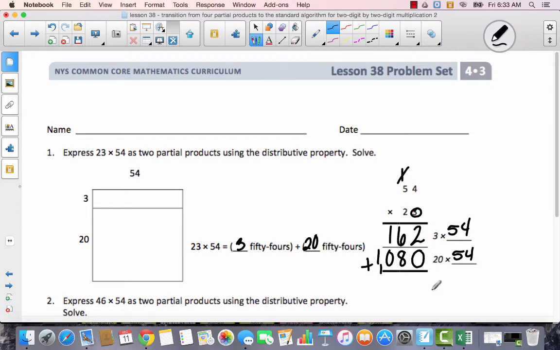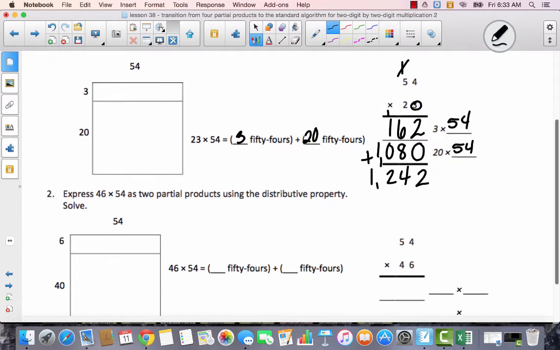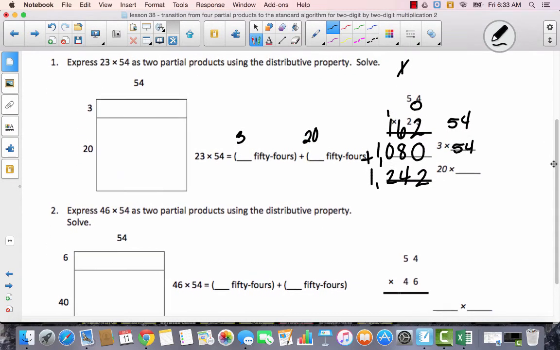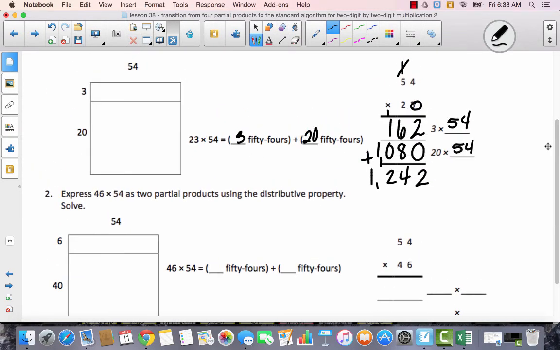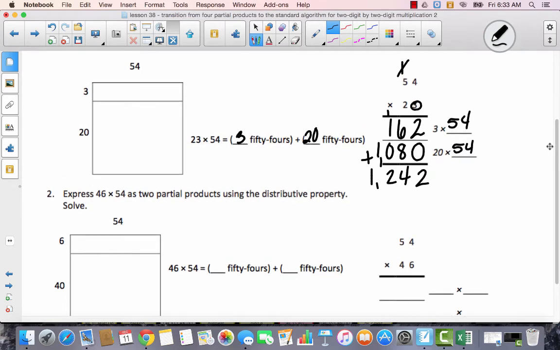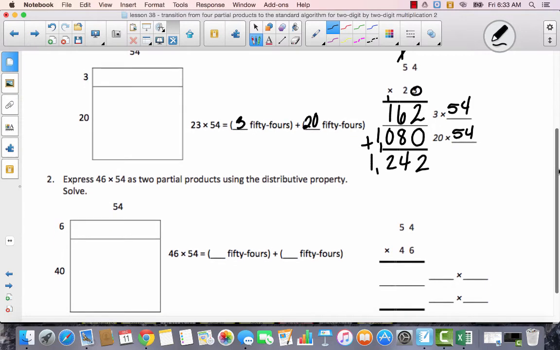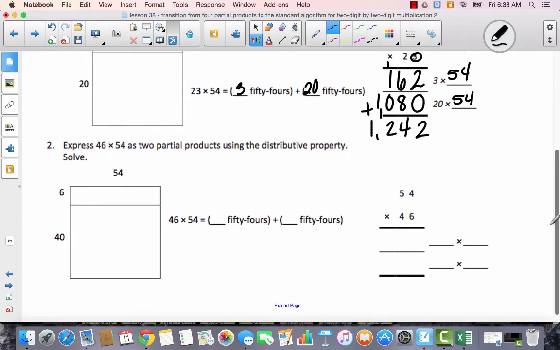Now I'm going to add these two partial products together. That gives me 2. 14, carry the 1, which is 2. I have 1,242. Now it says, express 46 times 54 as two partial products using the distributive property. So we're going to do the exact same thing, only this time it's 54 times 46.